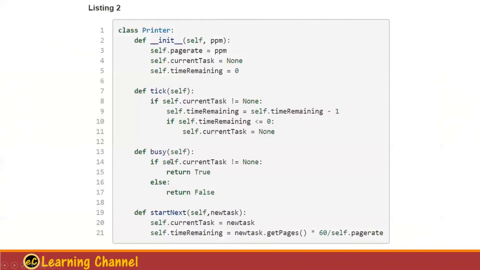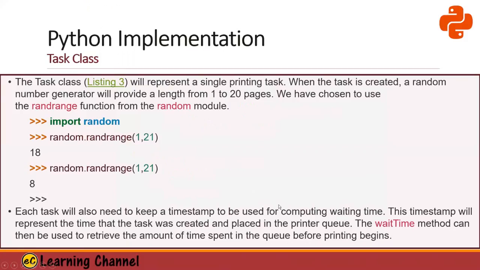Okay, and if it is busy, if the current task is not none, we have someone using it, then the printer is busy, and if not, it is not busy. And start next, you initiate a new task. Okay.